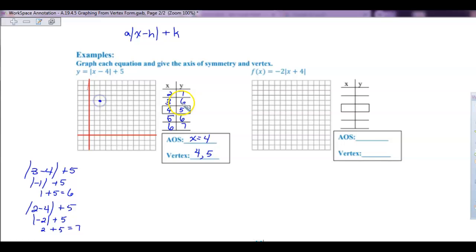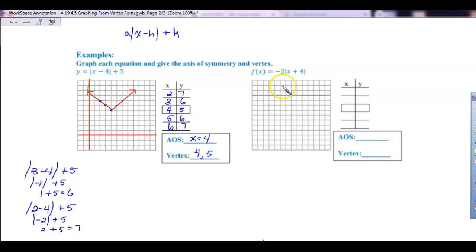It's off by just a little bit. 3 and 6. 4 and 5. 5 and 6. And 6 and 7. And in cases like this, when I graph them, I know that they're going to be straight lines. And then I have my arrows on them. Because it has an absolute value, these are straight lines.